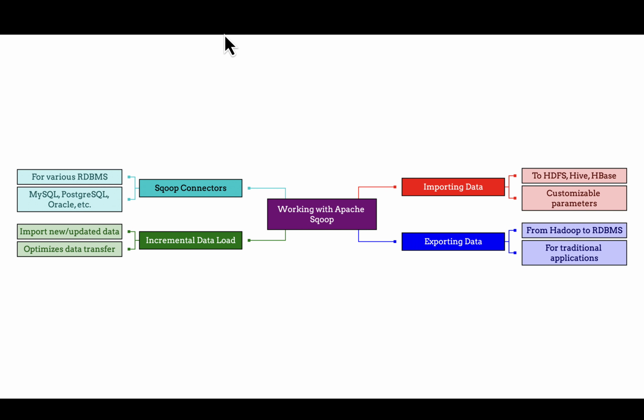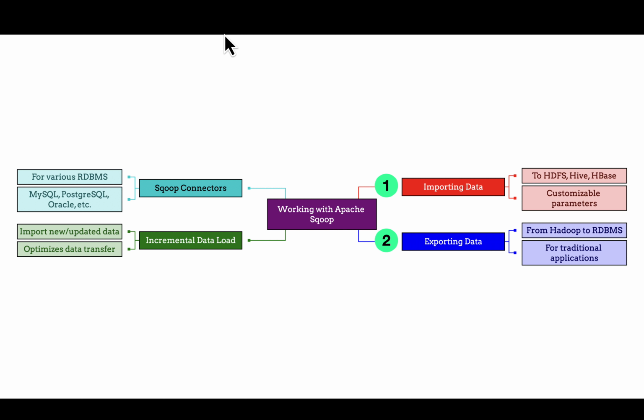Working with Apache Sqoop. 1. Importing data. Sqoop can import individual tables, entire databases, or specific queries into HDFS, Hive, or HBase. The data import process can be customized with various parameters and mapped to Hadoop's data types.